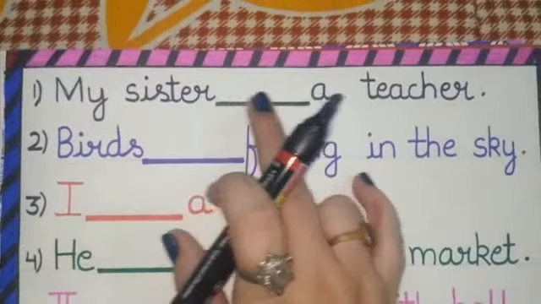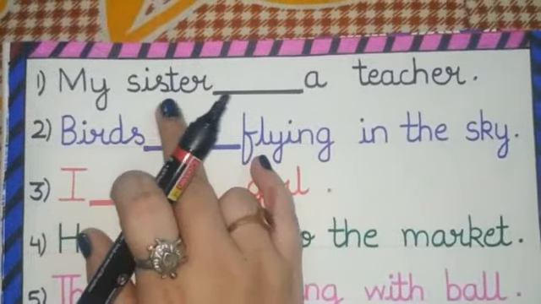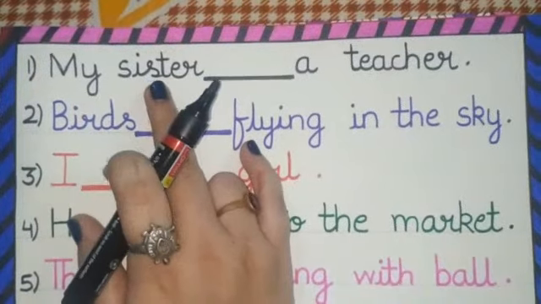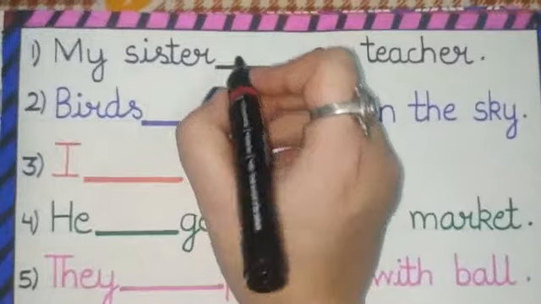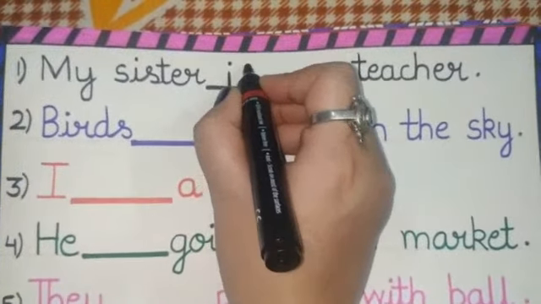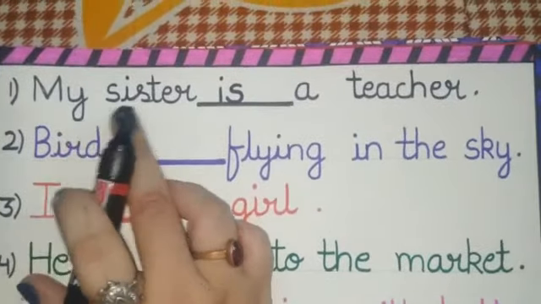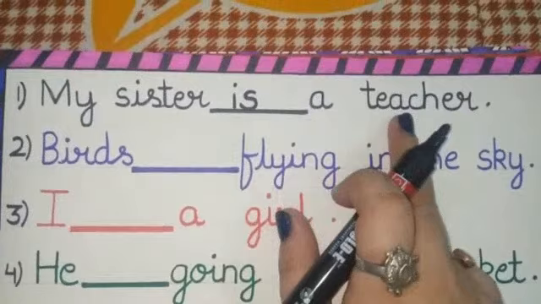My sister dash a teacher. Now we are talking about sister over here. So we are talking about one sister, okay? So one sister, for one thing we use is. For one thing or one person we use is. So my sister is a teacher.